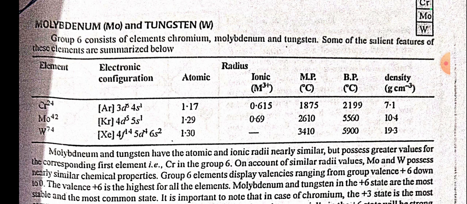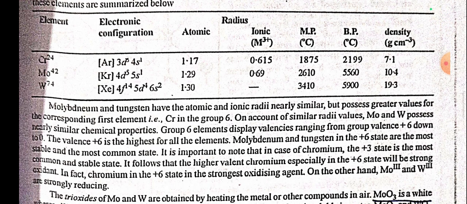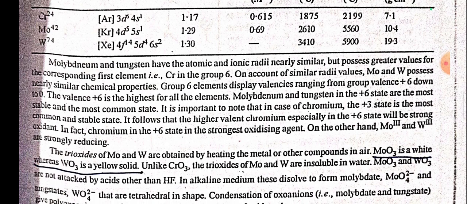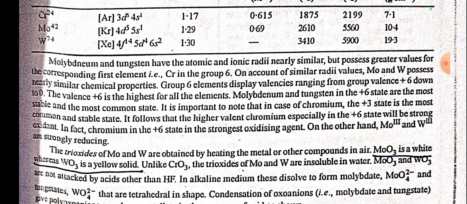Molybdenum and tungsten. Group 6 consists of the elements chromium, molybdenum, and tungsten. Some of the salient features: molybdenum and tungsten have nearly similar atomic and ionic radii, but greater than those of the first element, Cr, in the group. Molybdenum and W possess nearly similar chemical properties on account of similar radii values.